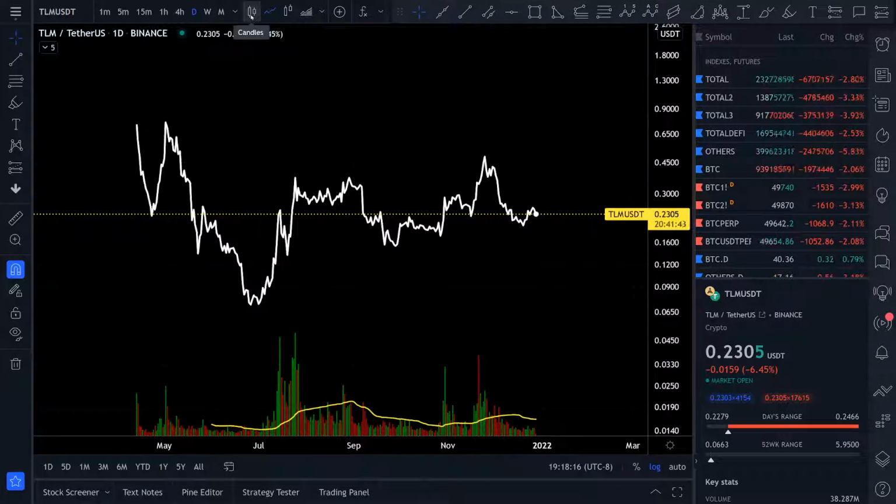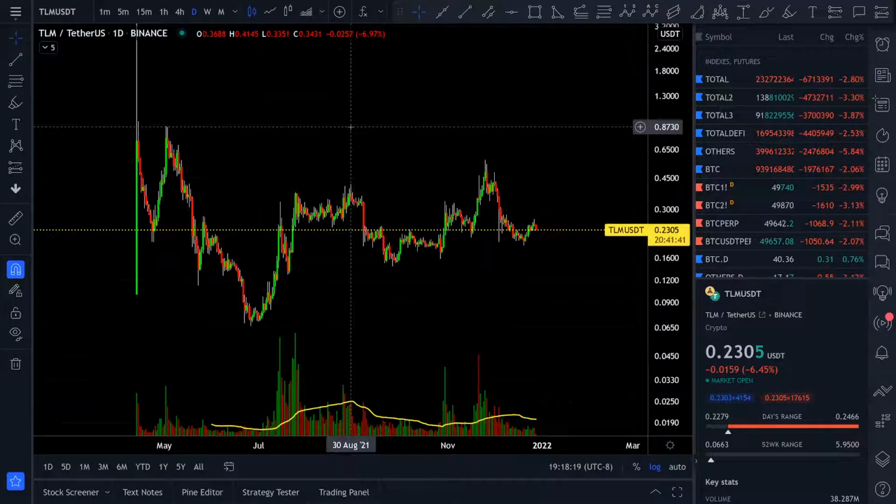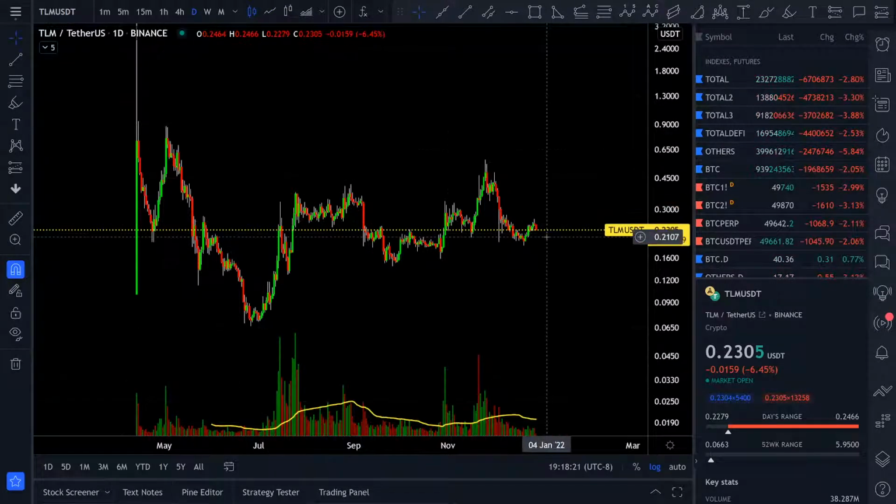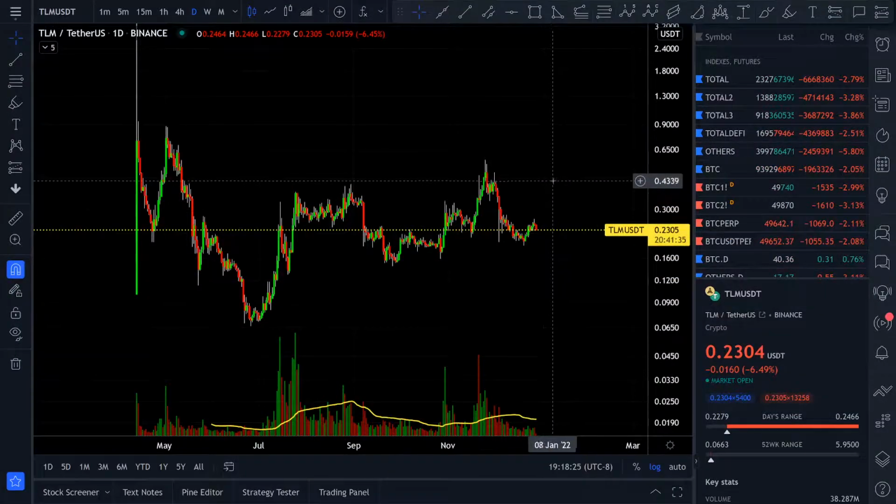All right, so TLM USDT. First thing is, you can see here it's in a consolidation phase going sideways in the long term, and there's a head and shoulders pattern. What do I mean by that?